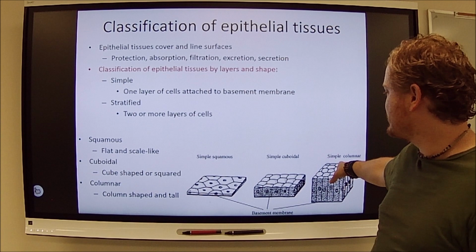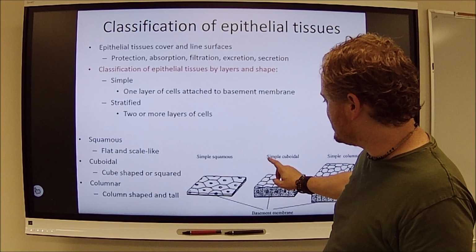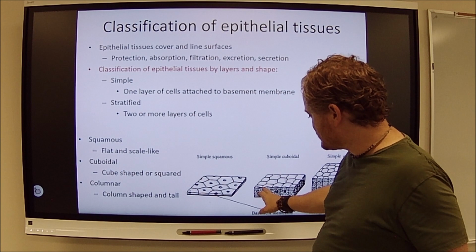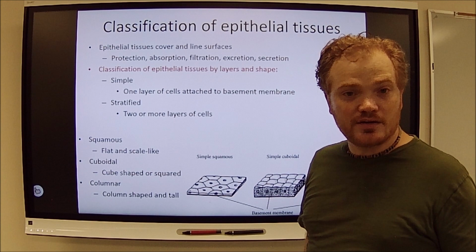Now, a quick note of reference here is that cuboidal epithelium does not necessarily mean square. What it really is going to look like is a nice round nucleus with a kind of equidistant cell around it. Sometimes they can have a squarish appearance. Sometimes they can be quite round in appearance. The idea is they're not tall and they're not flat.